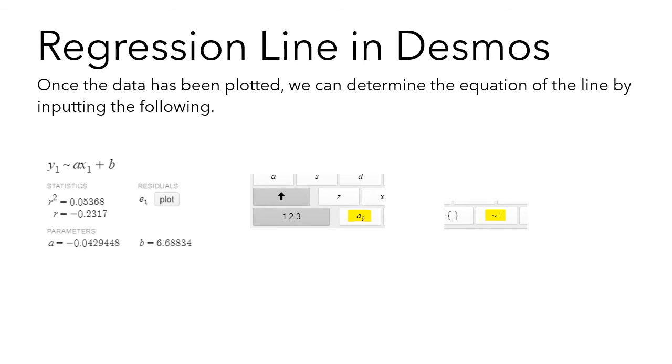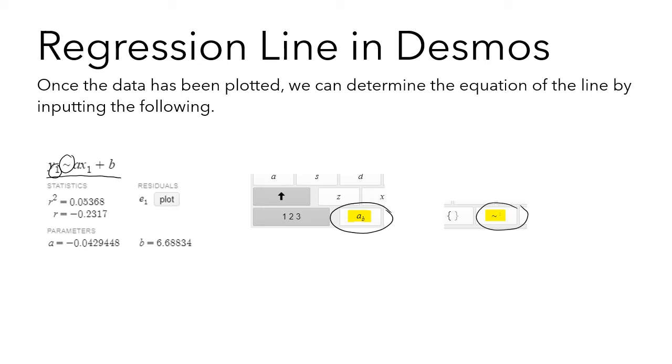Once the data has been plotted, we can determine the equation of the line by inputting the following. y sub 1 is approximately a times x sub 1 plus b. To get the sub 1 on the keyboard, you have to click a sub b. And then the symbol for approximate is also on the Desmos keyboard.